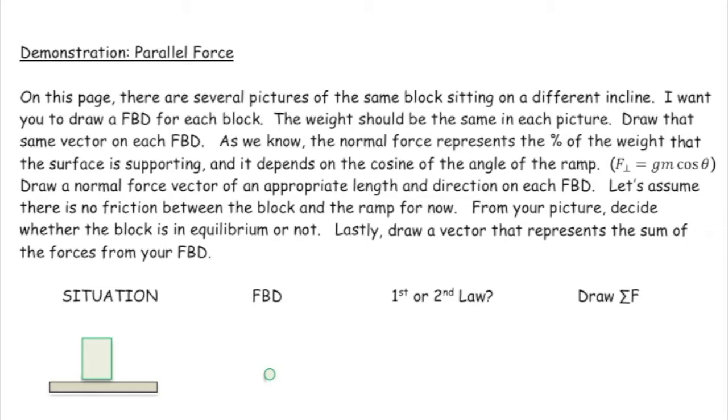As we know, the normal force represents the percent of the weight that the surface is supporting, and it depends on the cosine of the angle of the ramp. Draw a normal force vector of an appropriate length and direction on each free body diagram. Let's assume there's no friction between the block and the ramp for now.